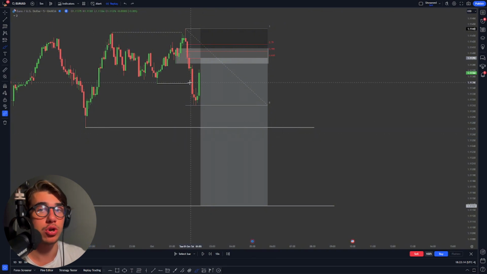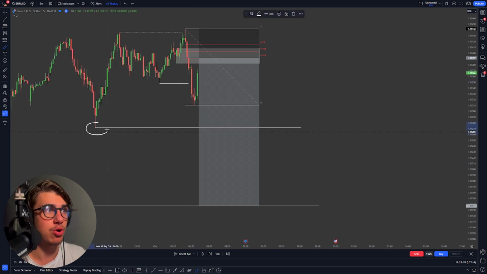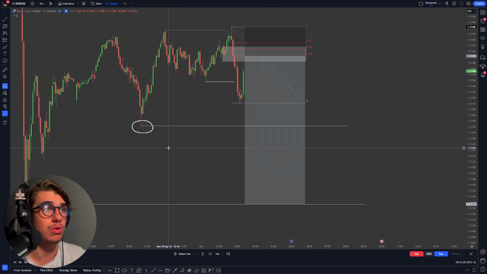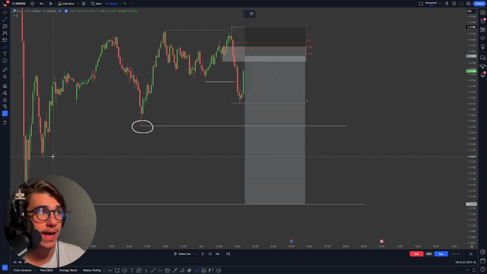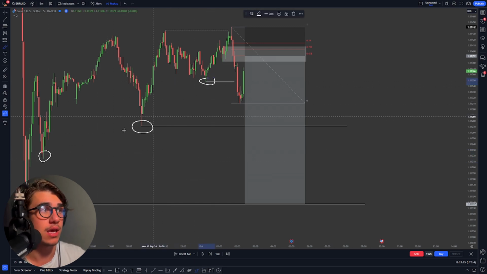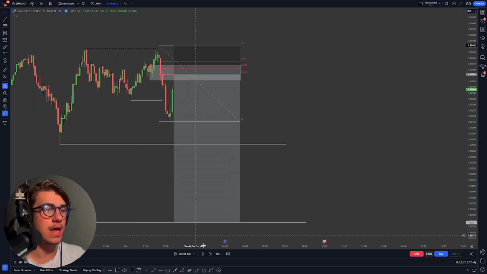Remember, my first partial is always going to be at a 1-to-1, and that is also my break even. My second partial point can be the other internal lows or internal highs. If you're confused on what that is, that's simply all the highs and lows in between the lowest point of the trading range and the highest point of the trading range. So let's see exactly what happens.